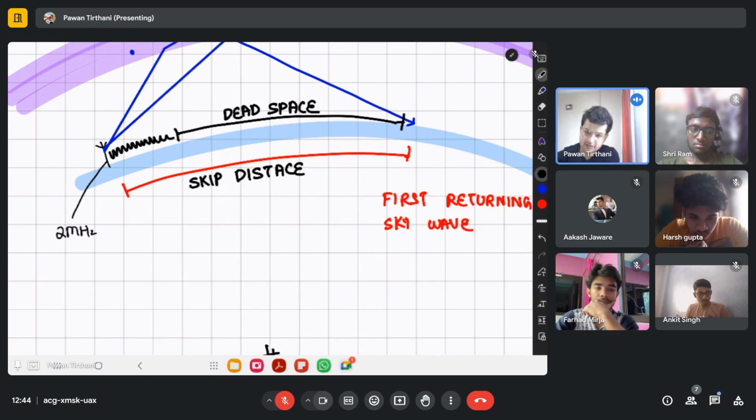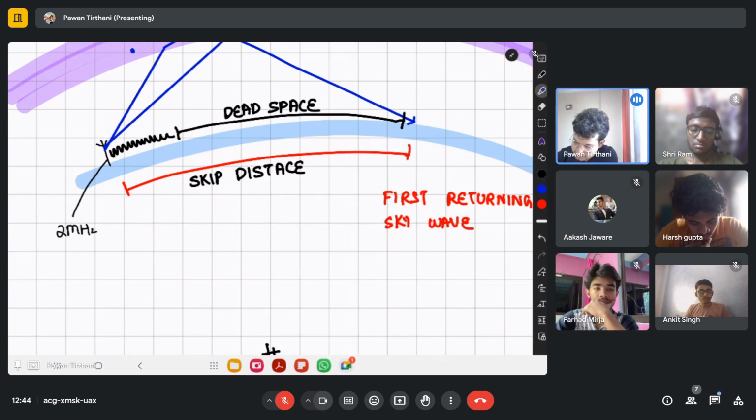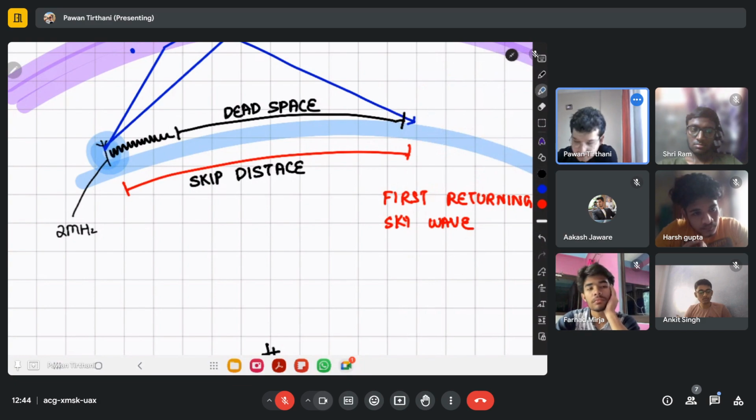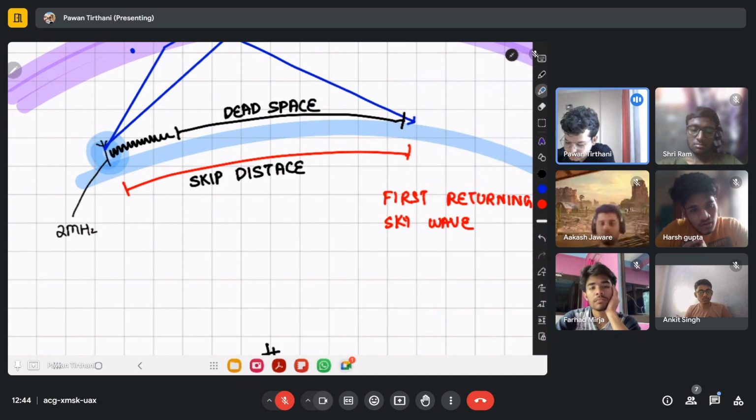Read it again. It is the distance from the transmitter. This is the transmitter, right? यहाँ से लेके कहाँ तक का distance? To the point where the first returning sky wave touches the ground. So it is the distance from this place to this place. Any doubts?